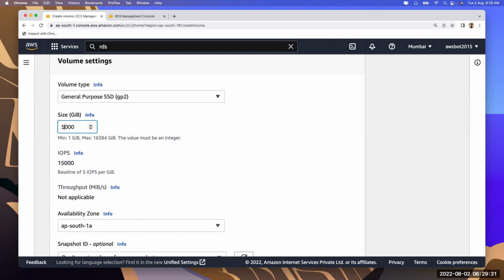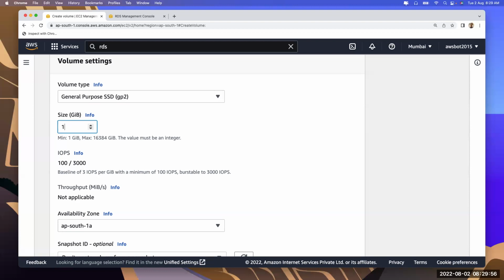If I am 6000 GB, I should ideally give you 18,000, but I will still give you 16,000 because my maximum capacity is 16,000. And similarly, if I am just 10 GB or 1 GB, I should be giving you 30 IOPS, right? 10 GB into 3, 30. But no, I will not be giving you 30. Minimum, I will give you 100 IOPS.